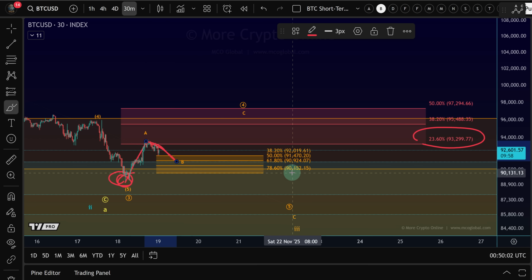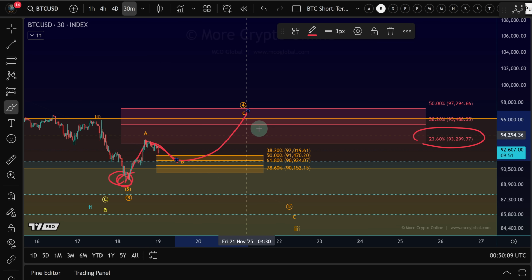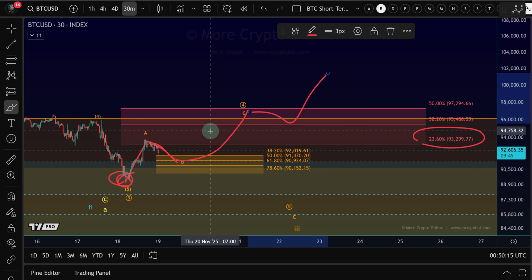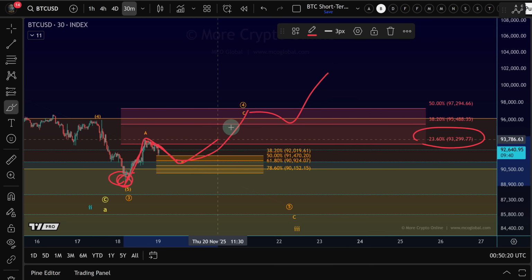Because if we can hold $90,150, which is the lower boundary of that support area, there could be at least another move up in an A, B, C structure. If we get another higher low and another higher high, we even have 5 waves. And that would be even more bullish. But for now, I'm just tracking an A, B, C structure.